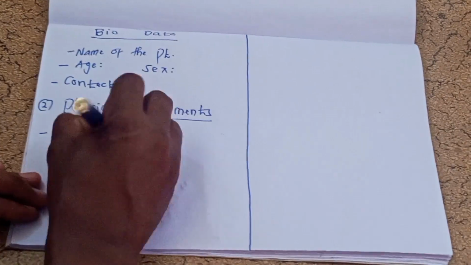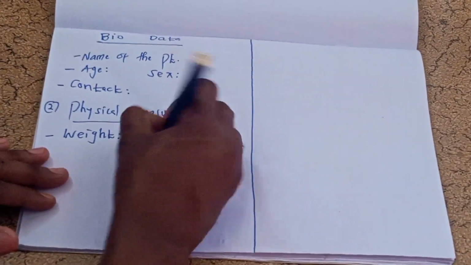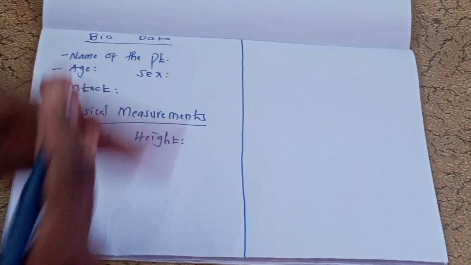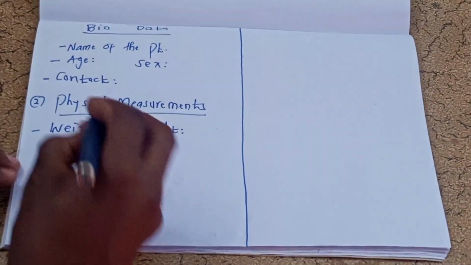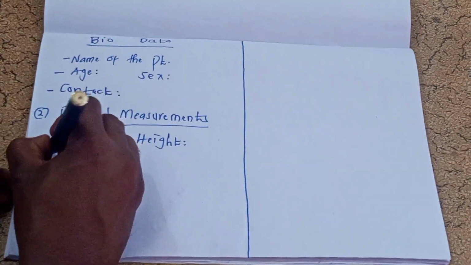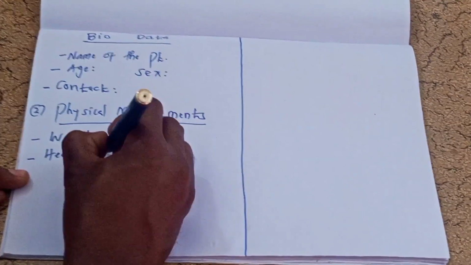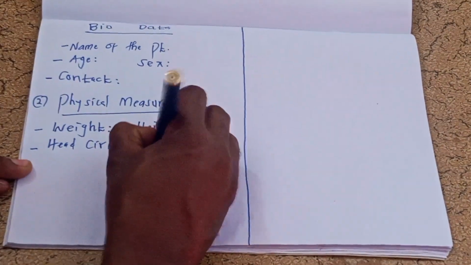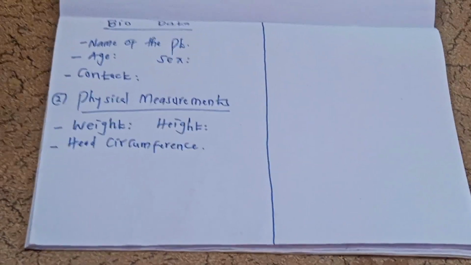So weight of the patient, then height of the patient, which is expressed in terms of centimeters, and weight is expressed in terms of kg. We also need to have the head circumference of the patient.